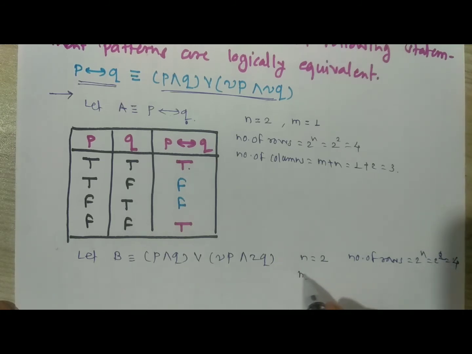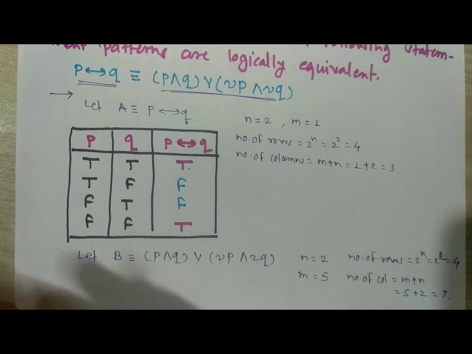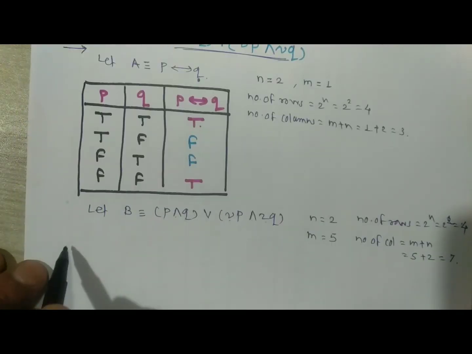And m, we have to find: 1, 2, 3, 4, 5. That means 5 connectives are used, and therefore the number of columns is m plus n, that means 5 plus 2, which is 7. That means statement pattern B has 4 rows and 7 columns. First of all, we have to find the considerations related to that.